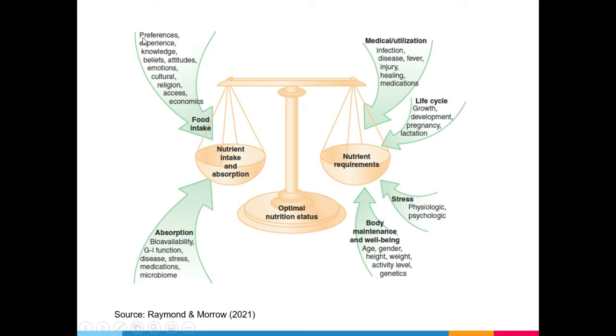We also have here the secondary factors or the internal factors. Preferences, experiences, knowledge, beliefs, attitudes, emotions. Okay? And then we also have absorption. Because it doesn't mean that after you consume a particular food, all of the nutrients that are there would be ultimately absorbed. There might be obstacles in absorbing those nutrients. One of them is decreased bioavailability.